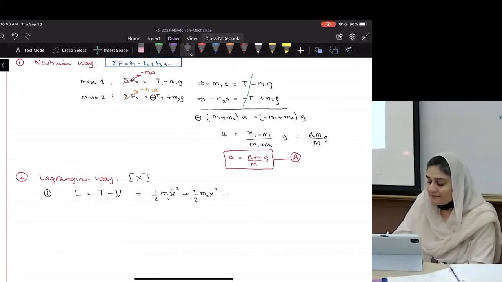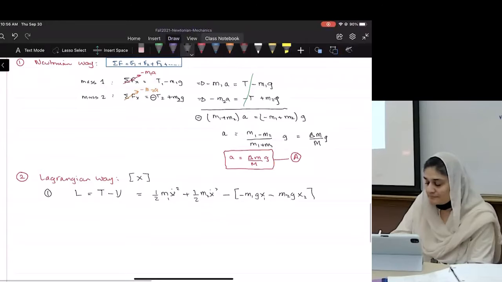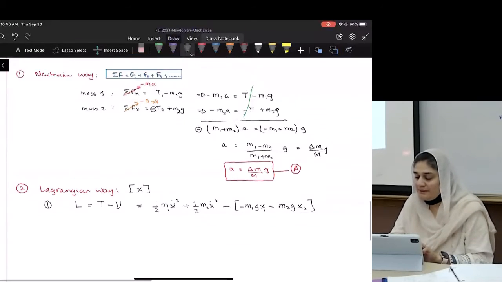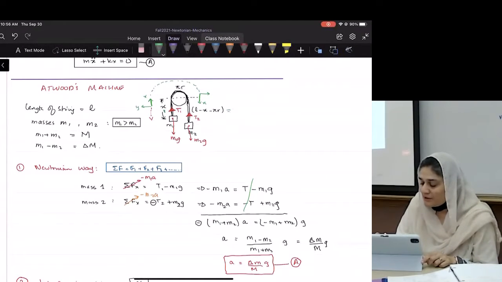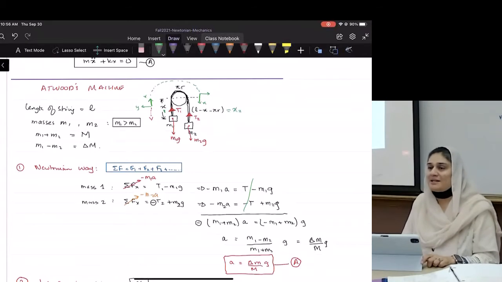And then I will have a minus m1gx1 minus m2gx2. Okay, what do I mean by x1 and x2? In this case, if I call this one x1 and I call this one x2, is that possible?